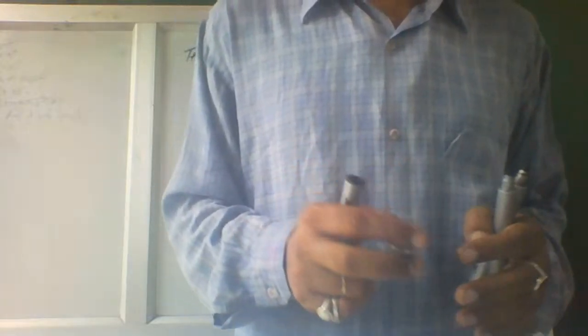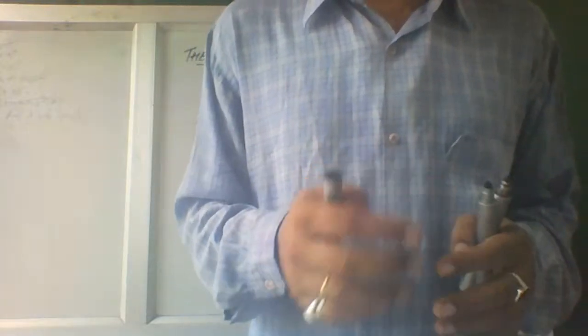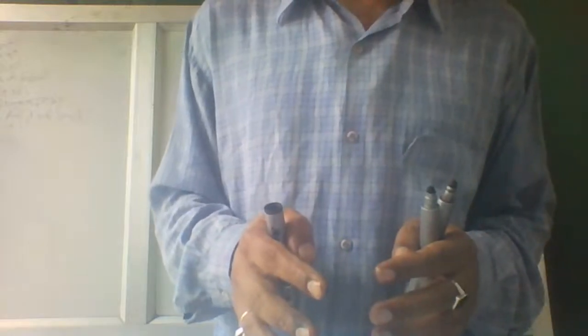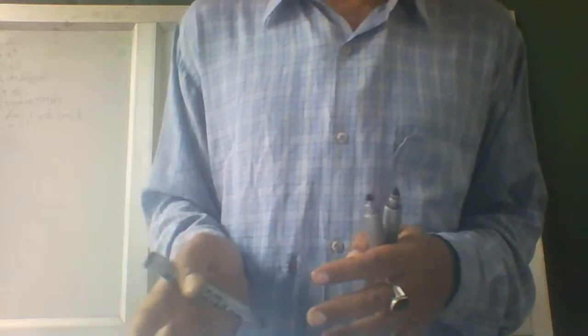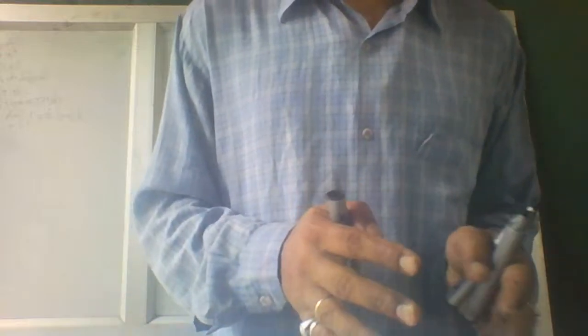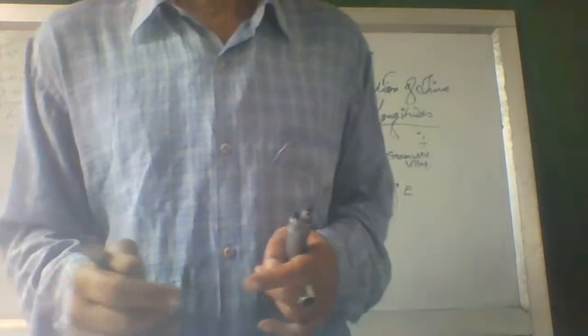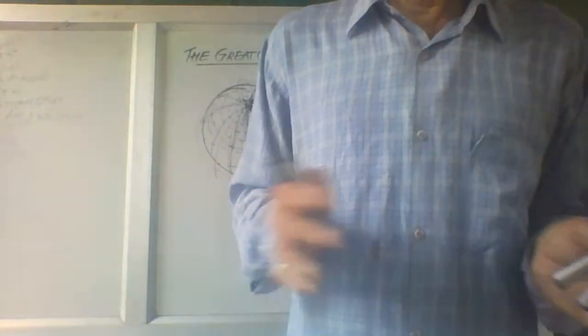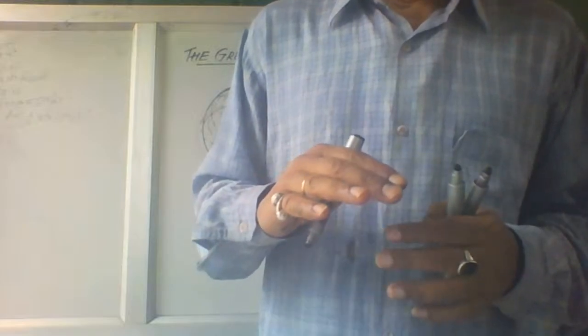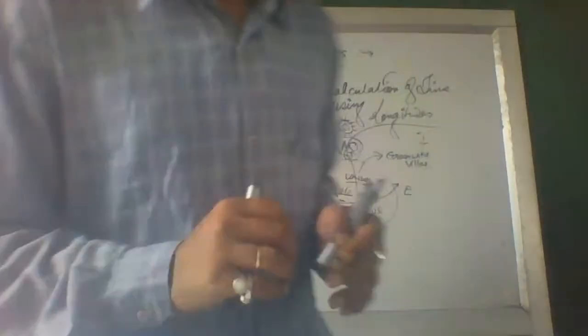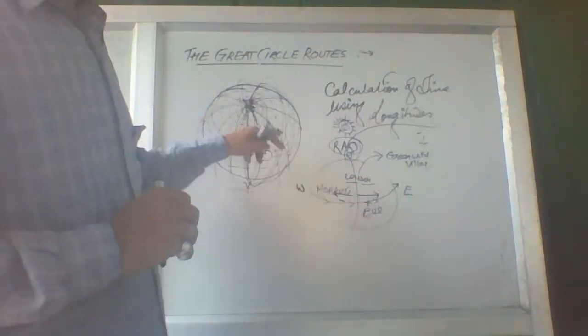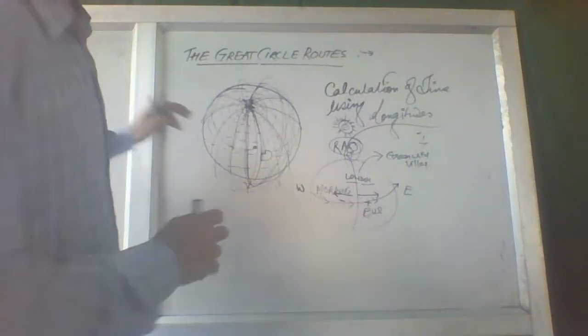The sun appears to move at the rate of 15 degrees in 1 hour, because you have to divide 360 by 24. It means 1 degree in 4 minutes and 15 degrees in 1 hour. Therefore, one can say the sun is overhead each meridian after 4 minutes.